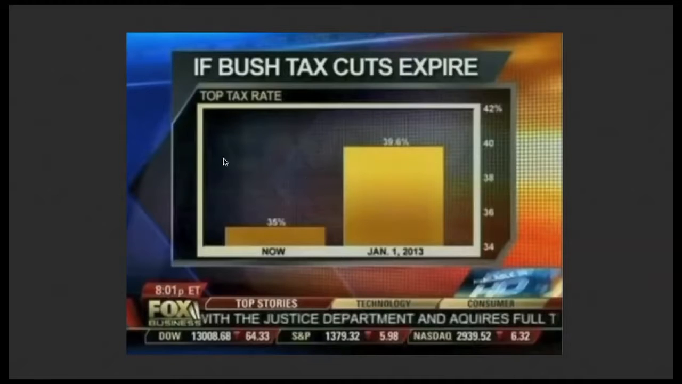A good example here that, I'm sure you've seen online, is if Bush tax cuts expire, and this was a Fox News graphic showing, well, if they expired, here's what the top tax rate would be. Here's what they are now, here's what they would be. Wow, look at that jump. The top tax rate would jump significantly. Well, again, they're truncating the y-axis. For some reason, it's truncated at 34. It's randomly starting at 34. Both of these values, of course, actually start at 0.